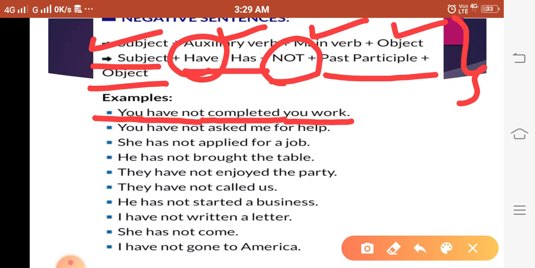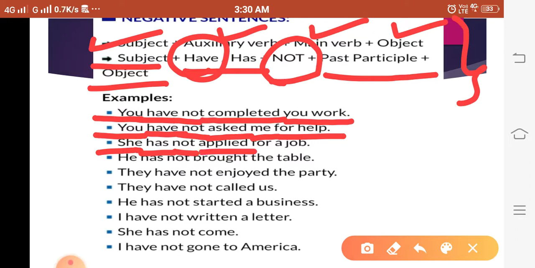In next one, again you has been used as subject, so you. With you we always use have, then the use of not, then asked is third form of the verb ask, me is object here, for help is the rest of the part of the sentence. In next, she is singular subject, that is why has been used here, then not, then applied is third form of the verb, for a job is the rest of the sentence.